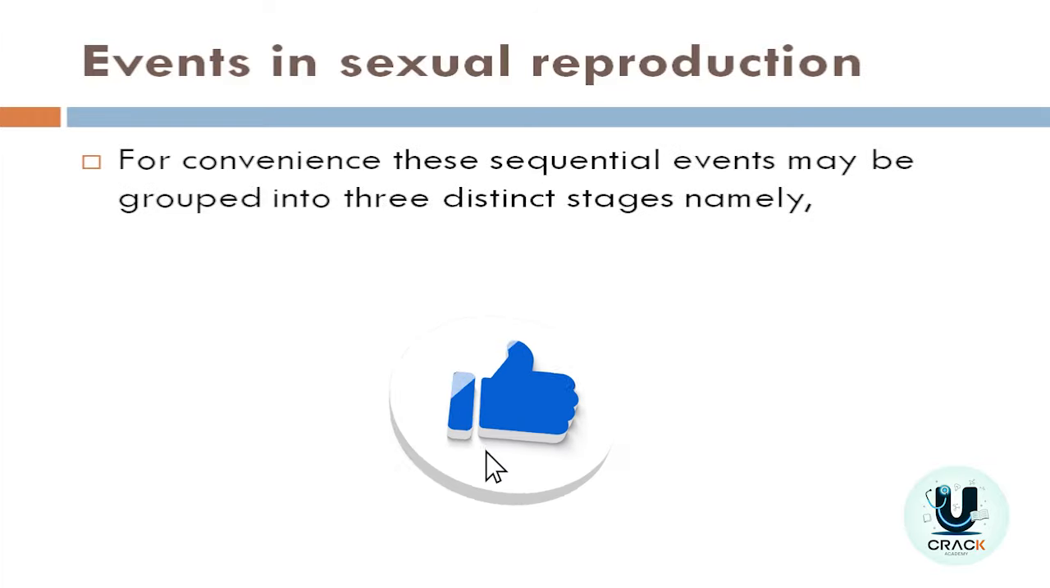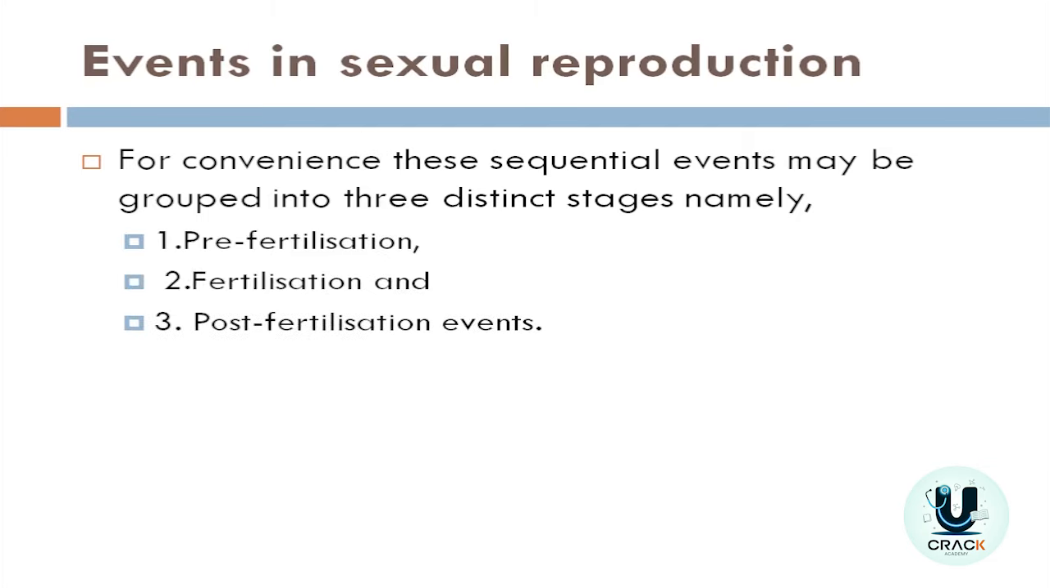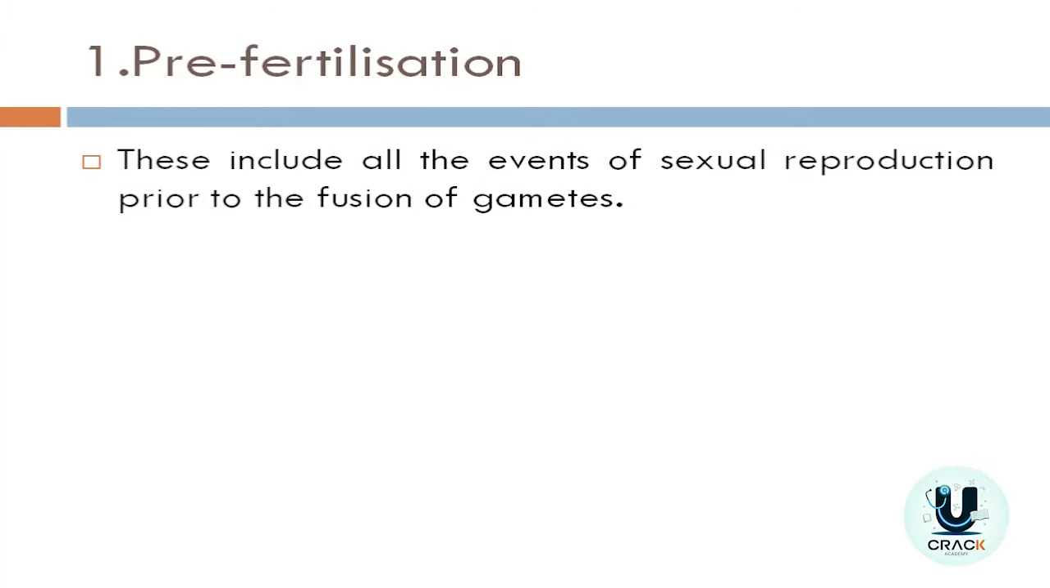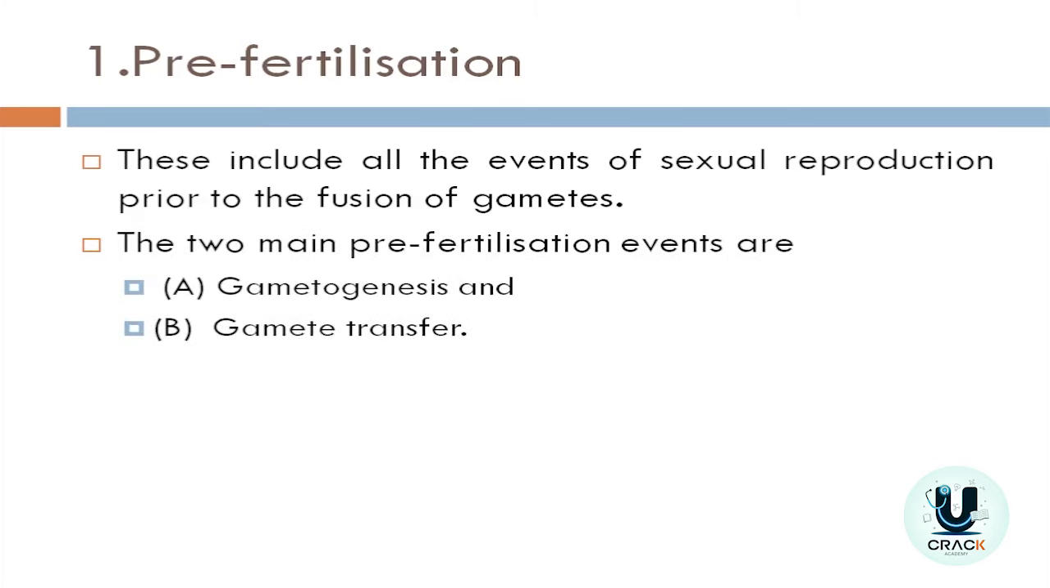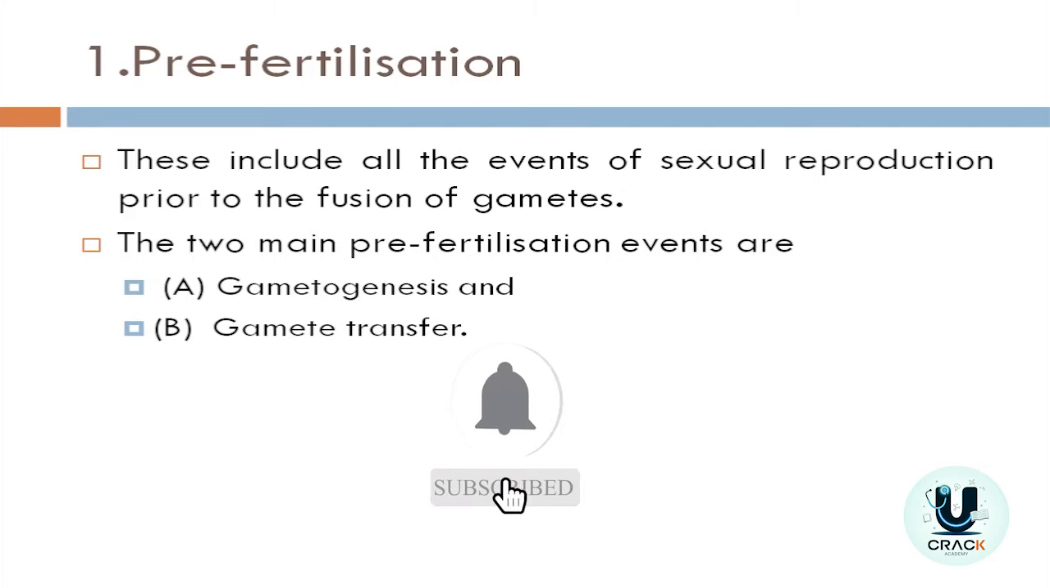For convenience, these sequential events may be grouped into 3 distinct stages: pre-fertilization, fertilization, and post-fertilization events. Pre-fertilization includes all the events of sexual reproduction prior to the fusion of gametes. The two main pre-fertilization events are gametogenesis and gamete transfer. This is what is important. We are going to see this in detail.